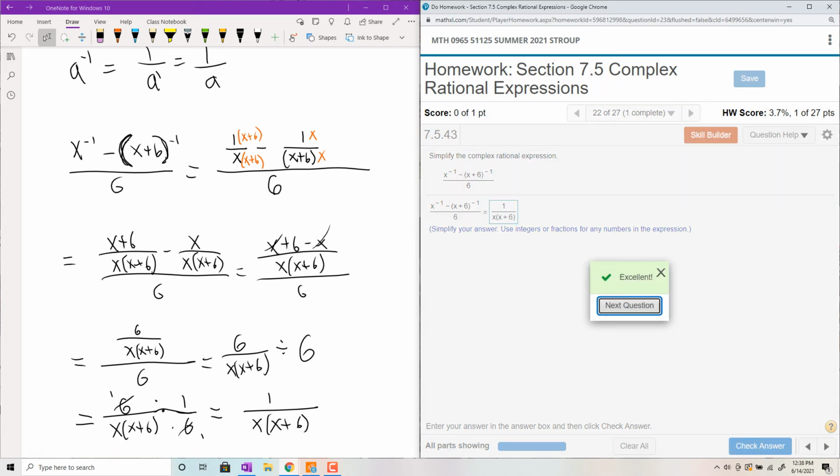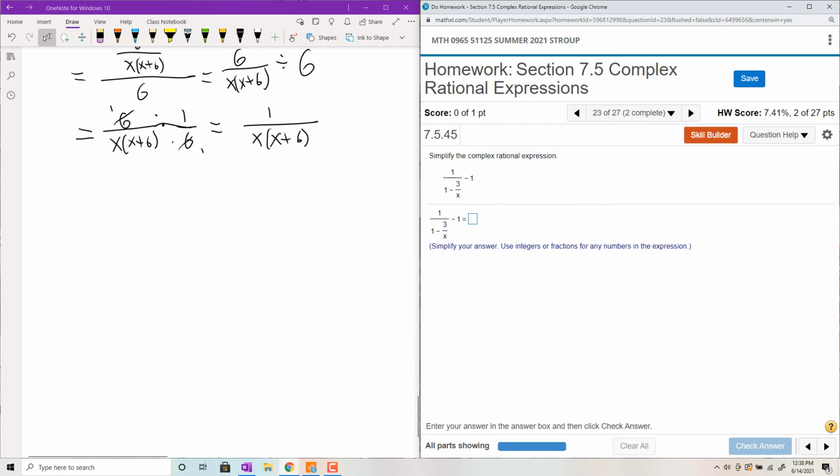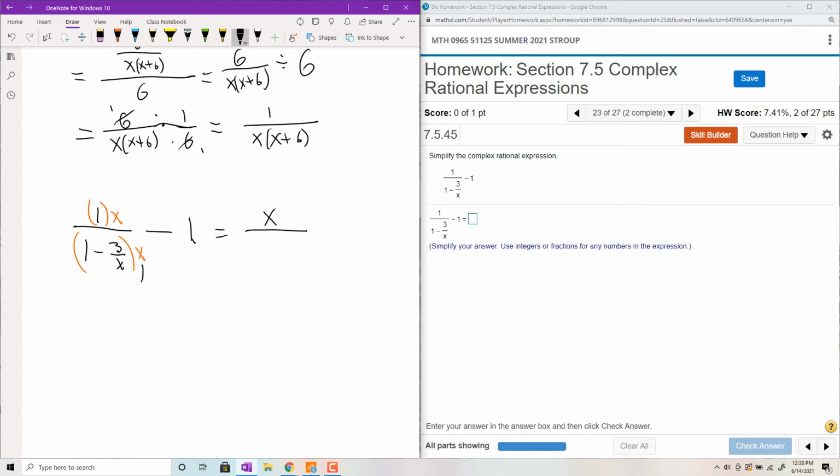Okay. Next. It looks like here we have a complex fraction and then minus the number 1. So I need to simplify this complex fraction. I'm going to use the second method to do that. If you multiply top and bottom by x, that will get rid of the problem. In the numerator, I got x times 1 is x. In the denominator, I'll have x times 1, which is x, minus x times 3 over x.